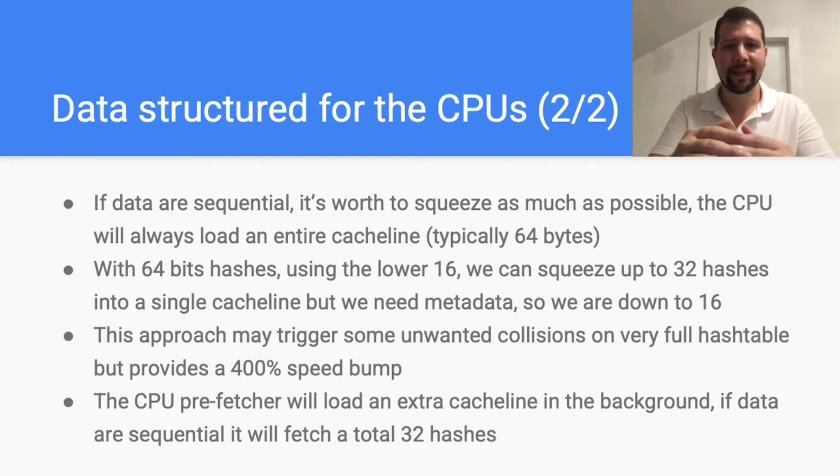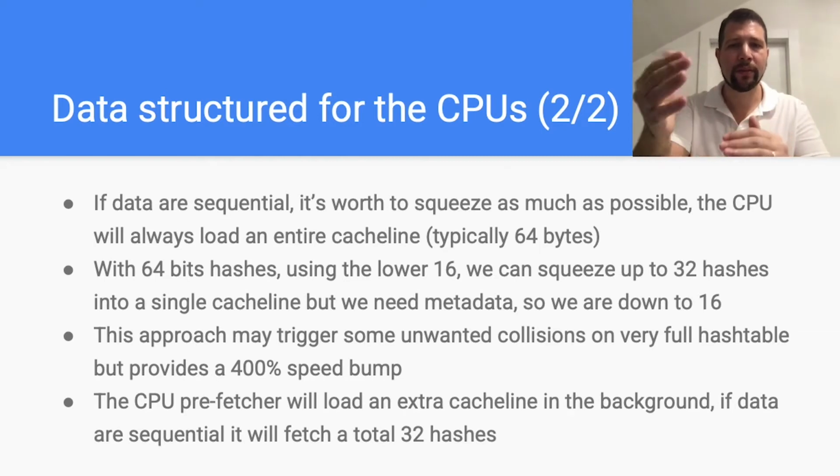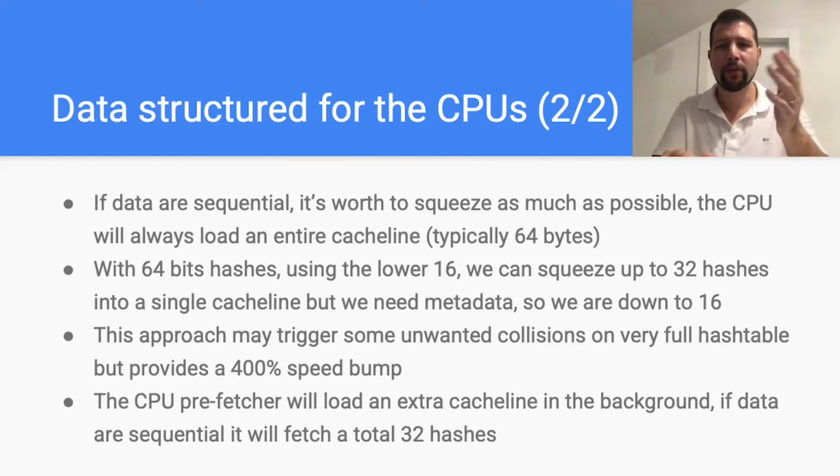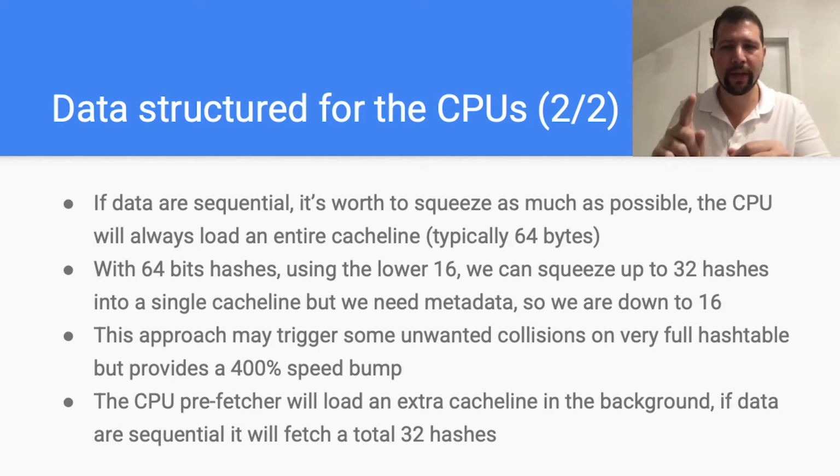When the CPU accesses the cache or the memory, it always loads a cache line that's typically 64 bytes. Therefore, if, in the case of Cachegrand, all the hashes are sequential, it's worth reducing the size of the hash down to 16 bits, taking the lower ones of the hash. So we can squeeze up to 16 hashes into a single cache line together. Actually, they could be 32, but we need some extra metadata per hash. So we get down to 16 hashes in a cache line.